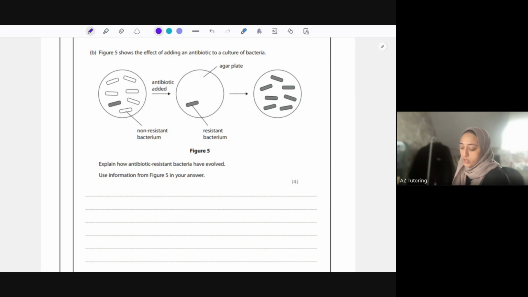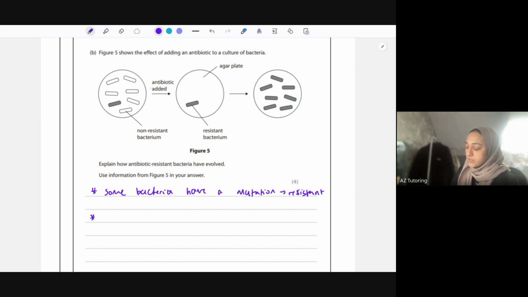Okay, so for 4 marks, we're going to say that some of these bacteria have a mutation inside, which is causing them to have that resistant gene, which is basically this one. It's mutated. So you would say some bacteria have a mutation. A mutation is just a change in the DNA sequence. Therefore it's become resistant to the actual antibiotic.